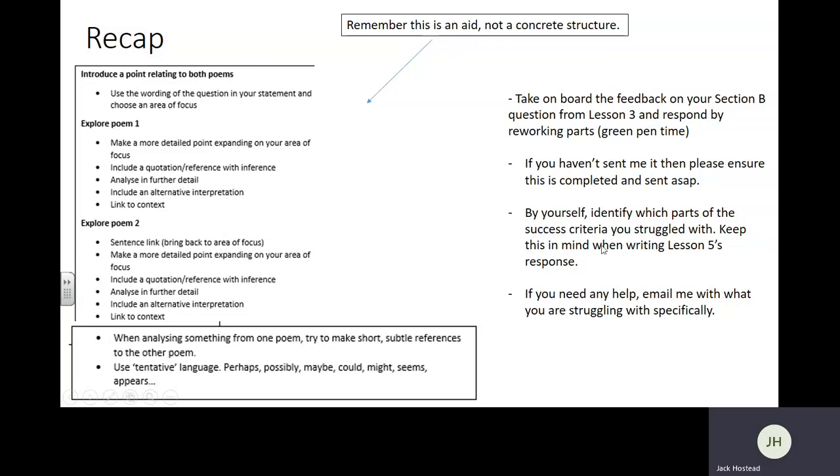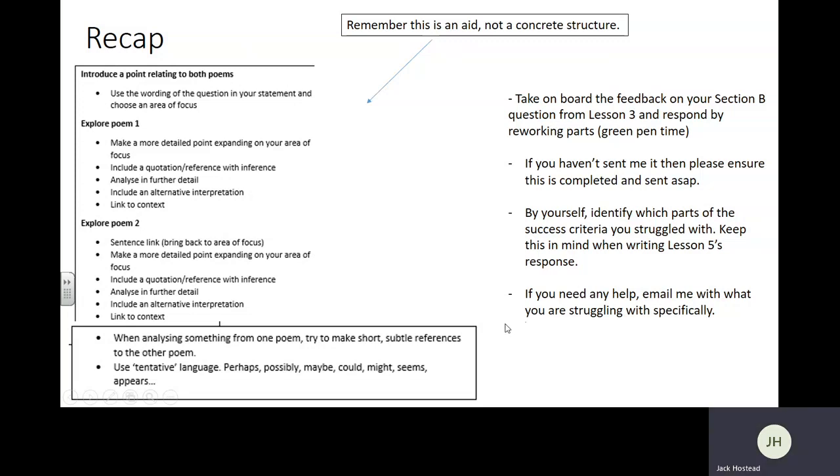And so by identifying which parts of these you struggle with, so for example, if you say, oh, I couldn't really think of any alternative interpretations, then when we come to lesson 6, you'll be doing another one of these responses, and then you can keep that in mind and really try and work on improving that part of your response.